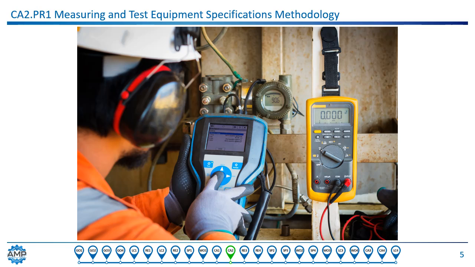Measuring and test equipment, or MTE, specifications methodology creates rules for measuring and test equipment accuracy and accuracy ratios. Process parameters have tolerances. Maybe the temperature of a certain process must always be between 90 and 100 degrees, or the process must be shut down. Another way to say that is the process should be 95 plus or minus 5 degrees.